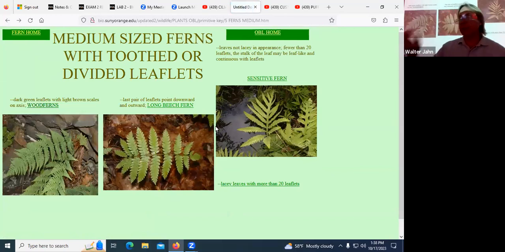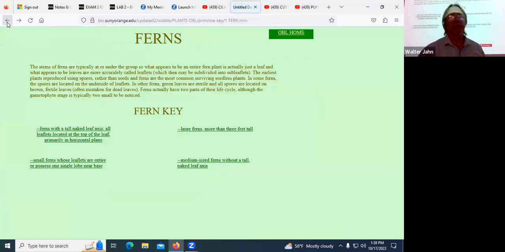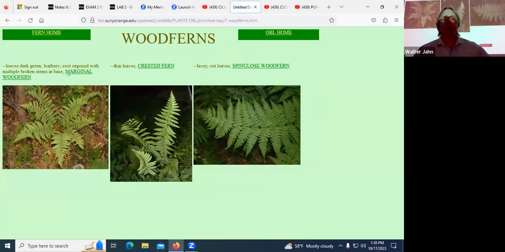So there are some assignments where I'll give you some of this information. So you're looking at a medium-sized fern with toothed and divided leaves with dark green leaflets. And if you went then to this key, you would say, all right, I'm going to go to medium-sized fern. So if I gave you a picture and a description, so here's a picture and here's a description of the fern. It's a medium-sized fern without a tall stem, you'd be like, oh, okay, so it's this category. And if it's got dark green leaflets, okay, it's this category, and if it's got thin leaves, oh, it's this one.